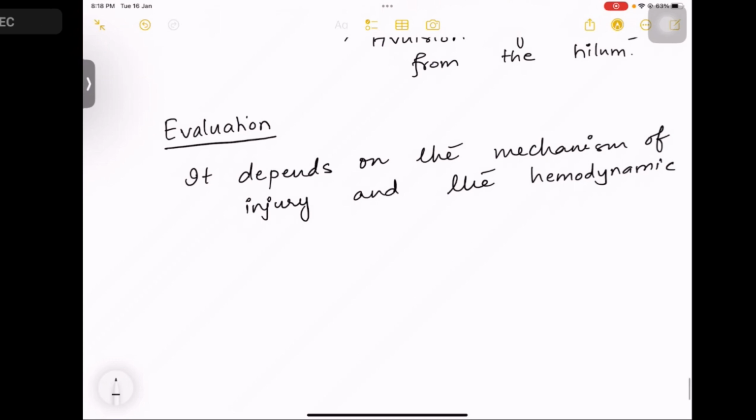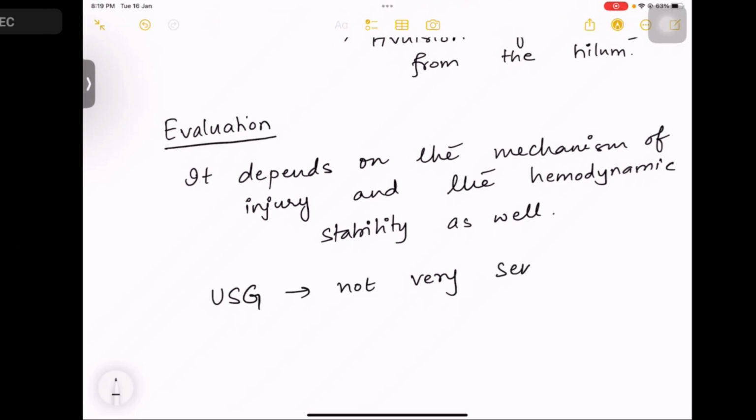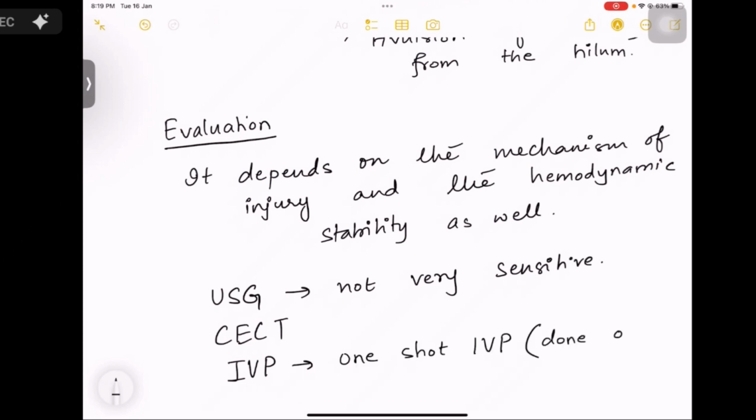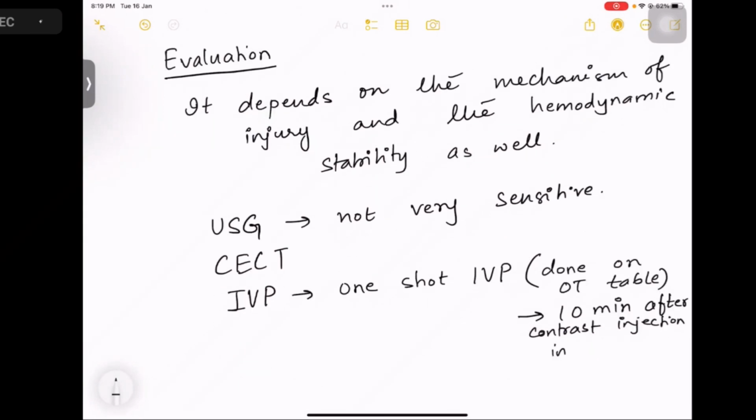Now we come to management of this patient, and as I told you, that depends upon the mechanism of injury, the level of the injury, and the hemodynamic stability of the patient. So before evaluating, we have to go to the diagnosis. USG is not usually recommended here. CCT will take time, so we don't do that as well. We do intravenous pyelogram. On the OT table, one shot is done. Apart from that, MRI can also be done.